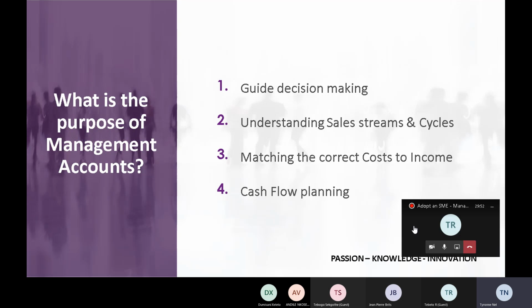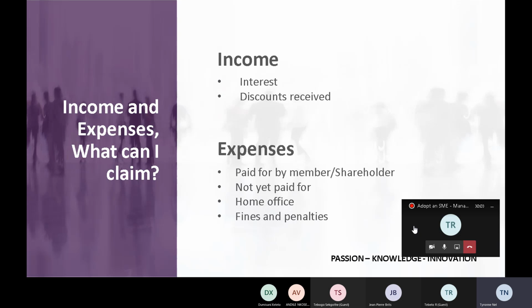How long can I afford 60,000? And that'll be quite key. So it's very, very important to understand the value of your management accounts. Okay, we've been through some of these.